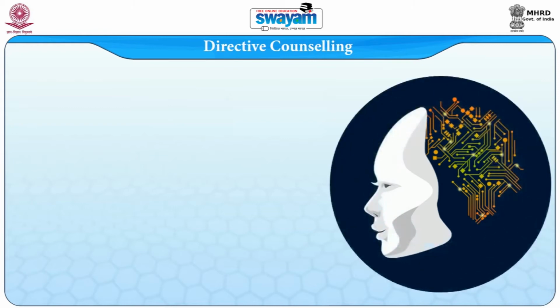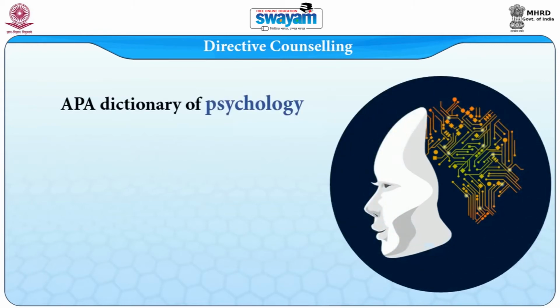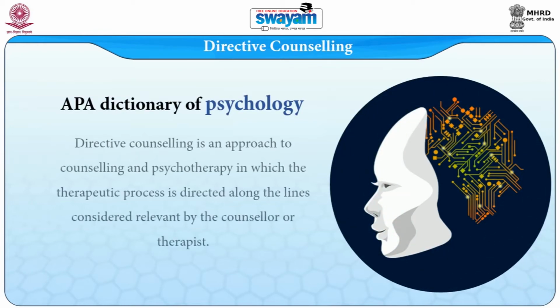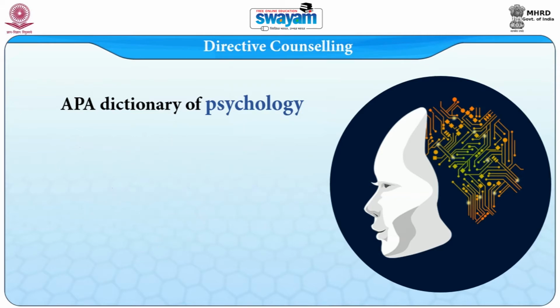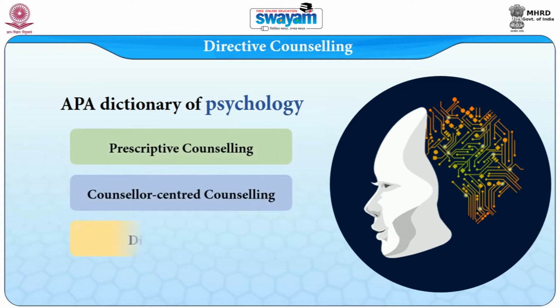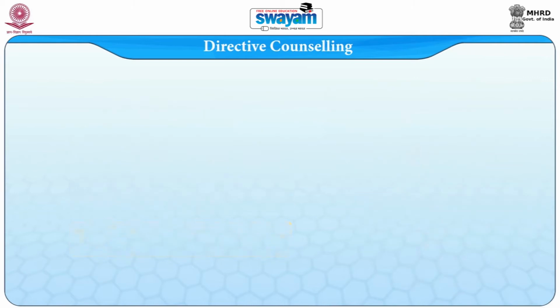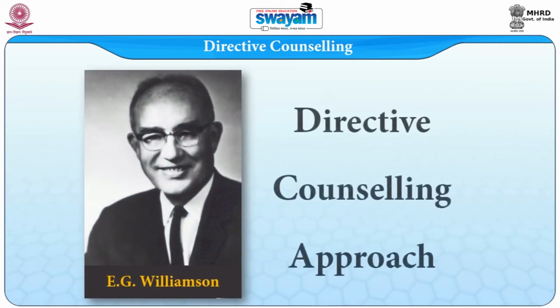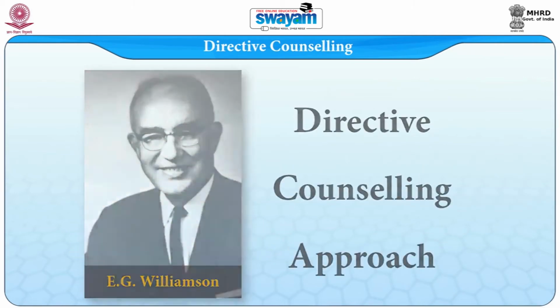Directive counseling. According to the APA Dictionary of Psychology, directive counseling is an approach to counseling and psychotherapy in which the therapeutic process is directed along the lines considered relevant by the counselor or therapist. Directive counseling is also known as prescriptive counseling, counselor-centered counseling, and directive therapy. E.Z. Williamson pioneered this directive counseling approach.